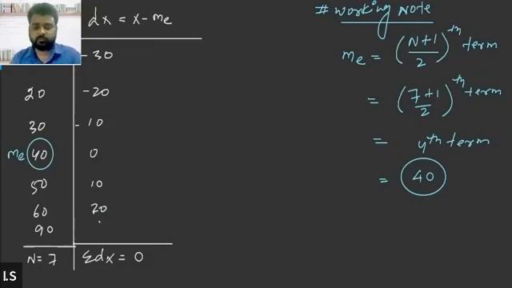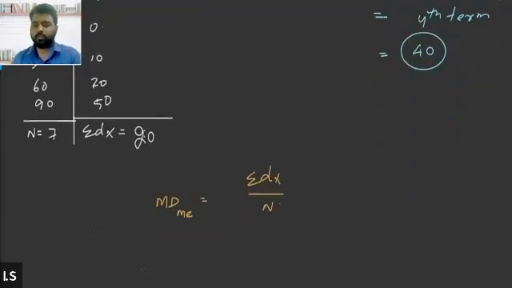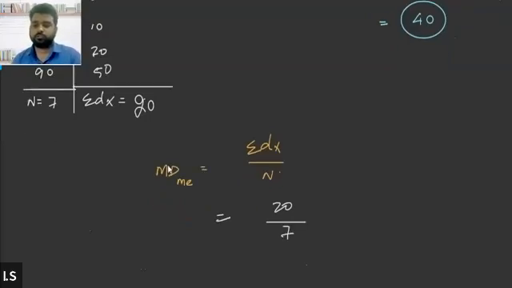Okay, let's do it this way. 90 minus 40 will be 50. Right? So now 50 plus 20 plus 10 is 80, and 80 minus 60 will be 20, positive. Now we can put this value into the formula: 20 divided by the number of items. How many items are there? 7. So the answer will be 2.85. This is your answer.